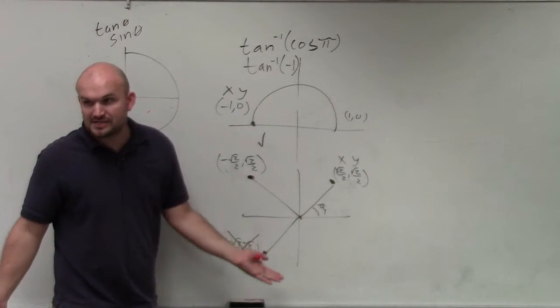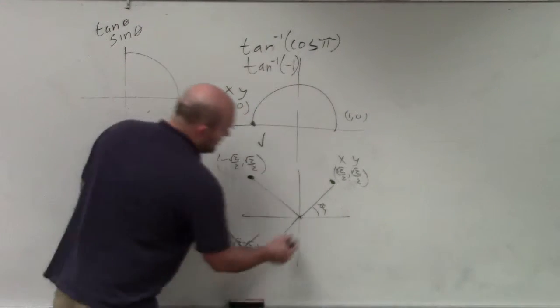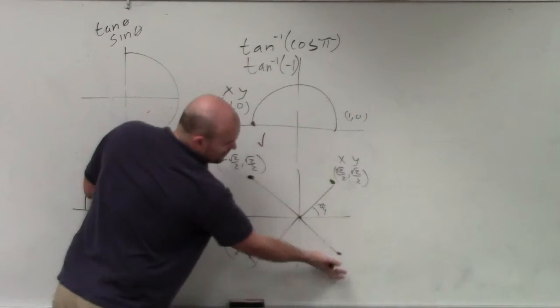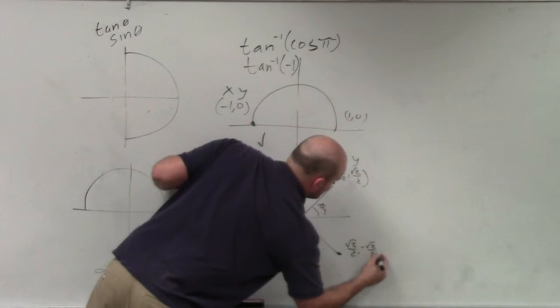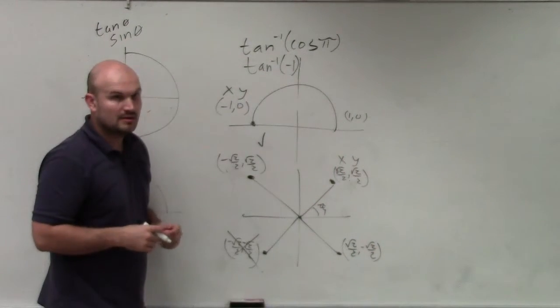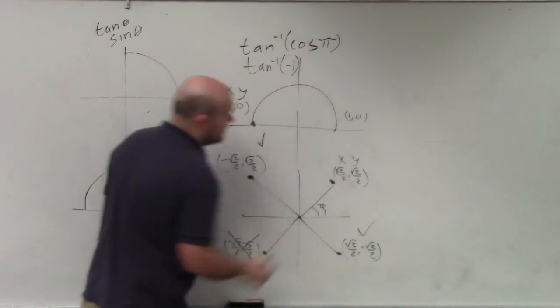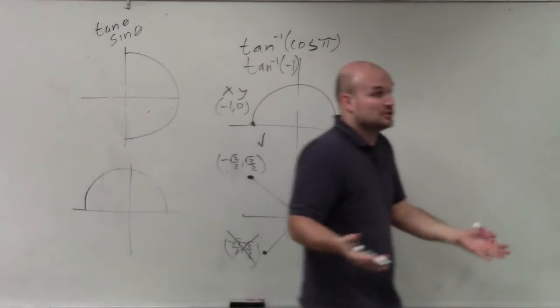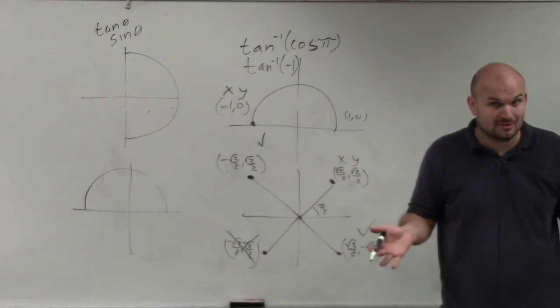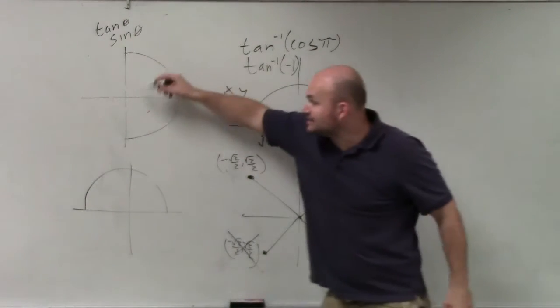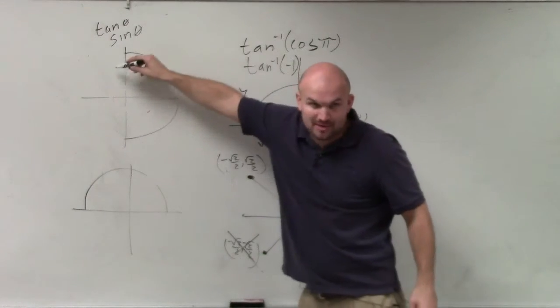Negative over negative is a positive. We're looking for negative 1, right? Then we have this one. Reflect this over the x-axis. You have square root of 2 over 2, comma, negative square root of 2 over 2. Does that produce it? Yes. OK, cool. However, what is the constraint? We're looking for the angle that falls within the constraint of negative pi halves to positive pi halves.